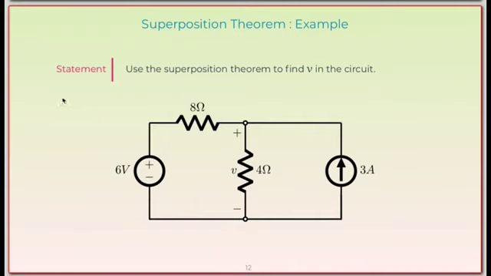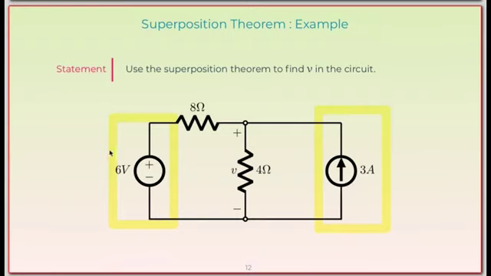So here we have an example. It's basically a 2-loop circuit. It has 2 meshes and basically 3 nodes here. And here we have 2 independent sources, and we are going to consider them one by one. For example, first we are going to consider this 6-volt voltage source. Then we are going to consider this 3 ampere current source.